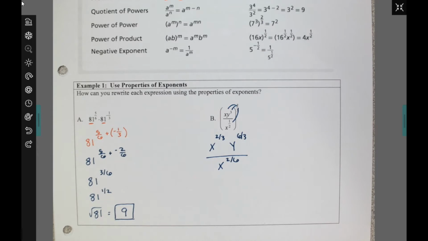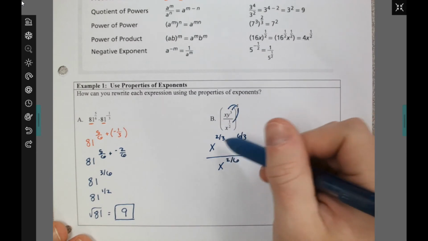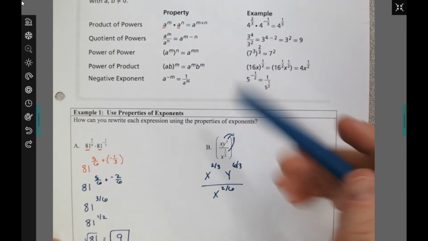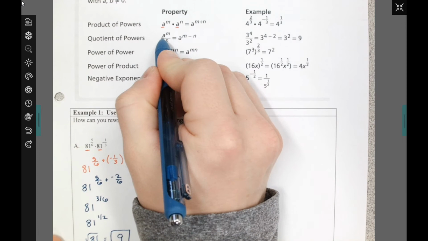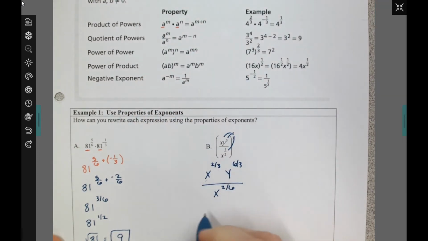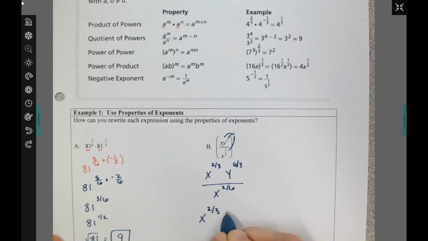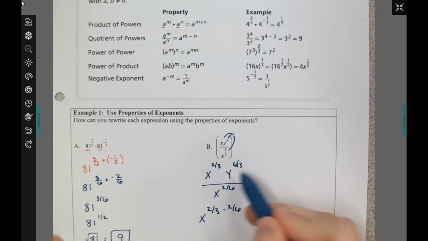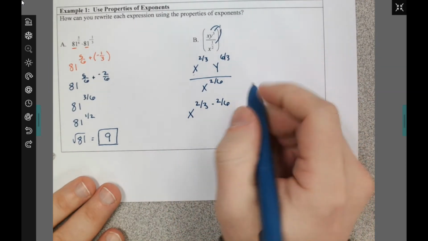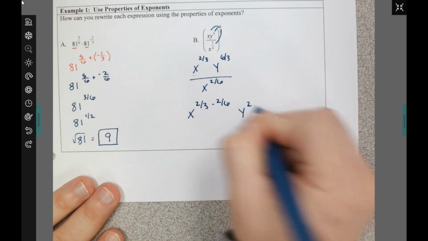Your step 2 would be to try and simplify these. We have a couple things going on here. When you have division going on, we have a quotient of powers. So we're going to find our bases that are the same, in this case my x's. And then division tells us to subtract the exponents. So I'm going to have 2/3 minus 2/6. And then on that y, we can simplify 6 divided by 3 to be y squared.